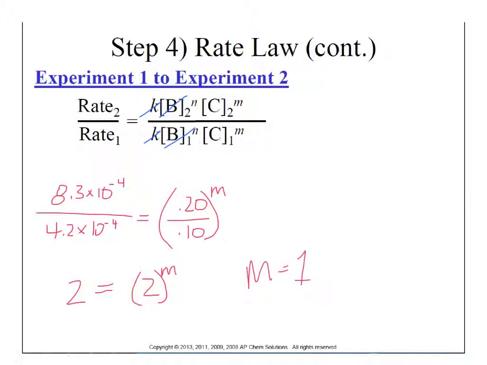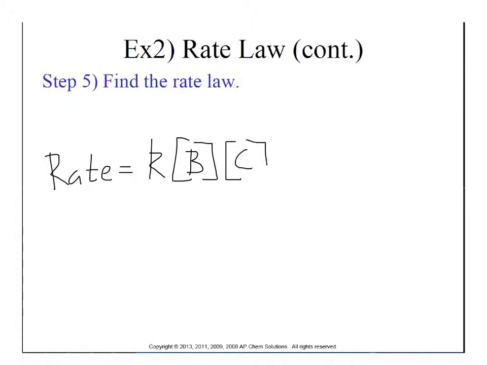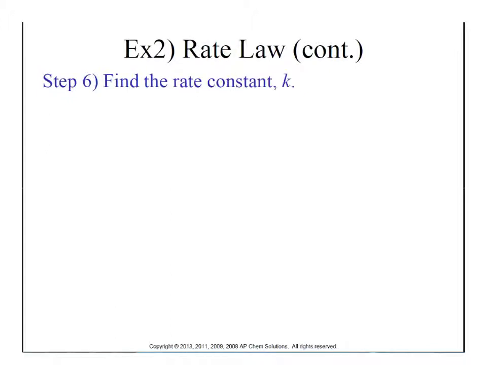So that means for this particular reaction, it's first order with respect to both B and C. So then finding the rate law, that just means that the rate for this particular reaction is going to be equal to K, the constant, times B to the first and C to the first. So rate equals KBC. And what do you know? It wants us to find the rate constant K.